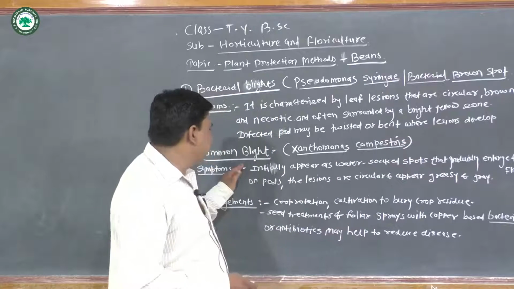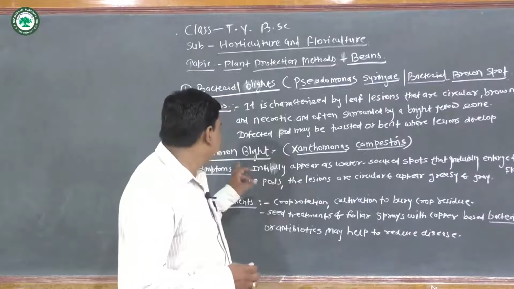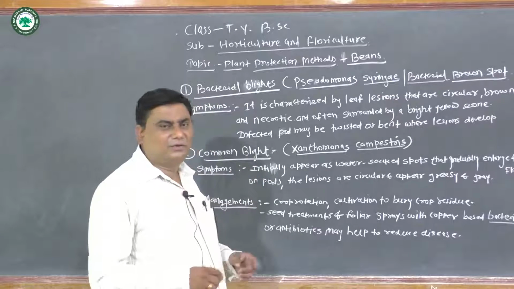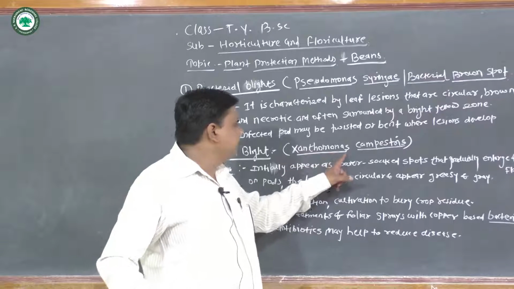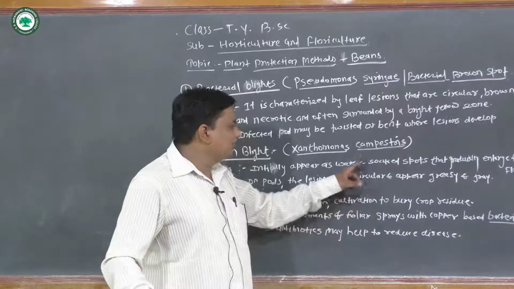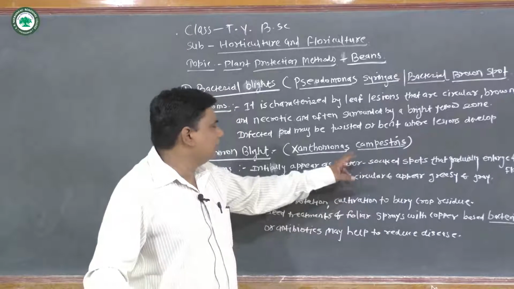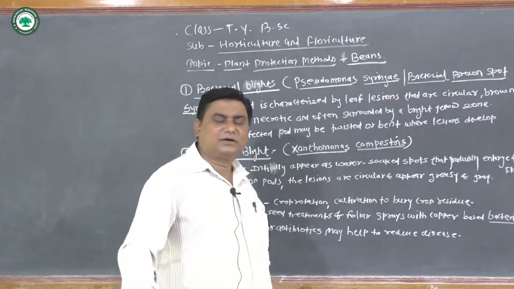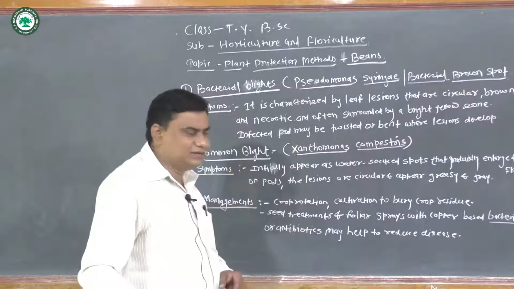Then another disease from the bacterial side is common blight. What is called common blight? The causal agent is Xanthomonas campestris. So Xanthomonas campestris is the causal agent of this particular common blight disease.